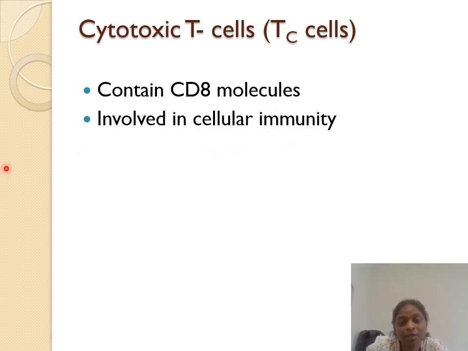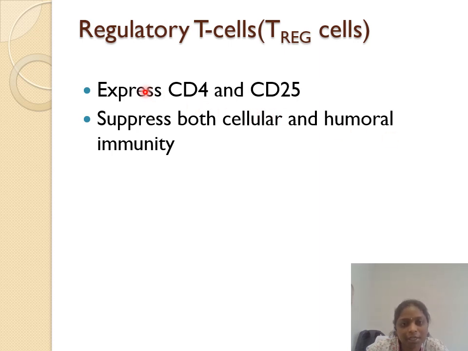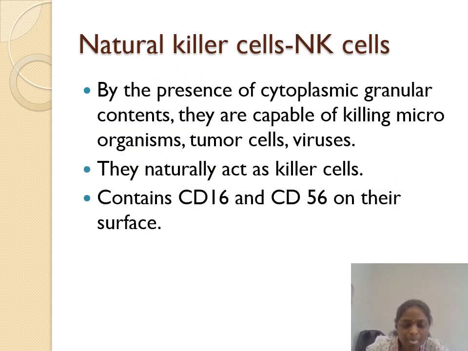Helper T cells play an important role in both cellular and humoral immunity, whereas cytotoxic T cells play an important role in cellular immunity. Coming to the regulatory T cells, these cells have CD4 and CD25 molecules on their surface and they suppress. We have to remember this: regulatory T cells suppress both cellular and humoral immunity.